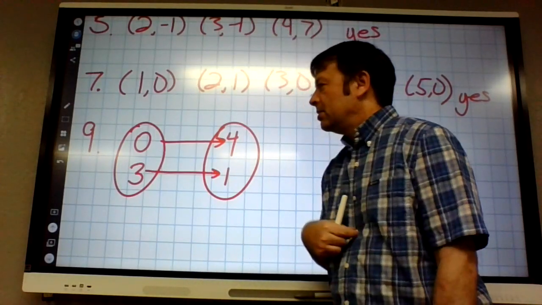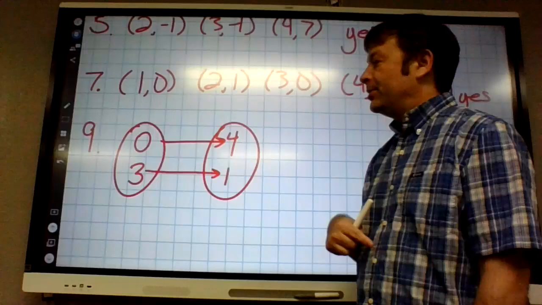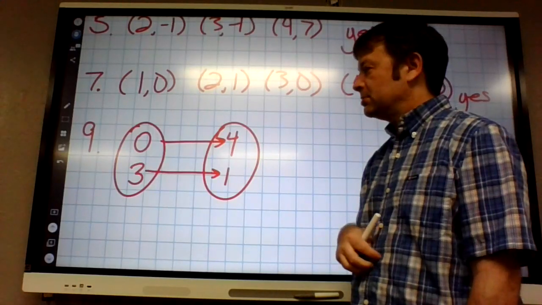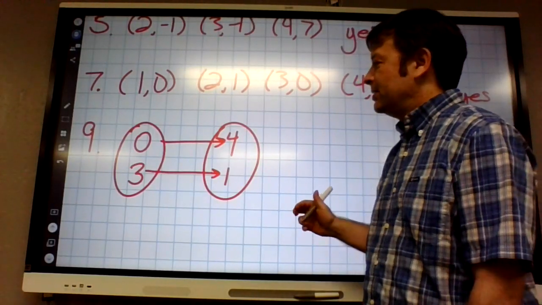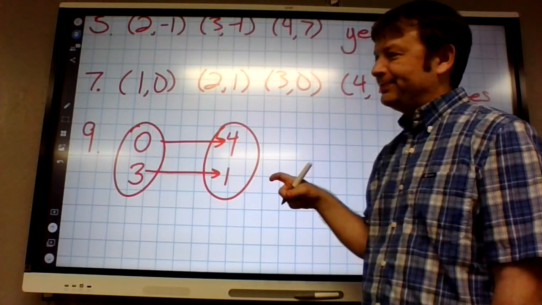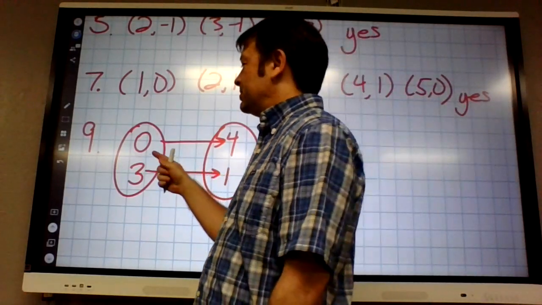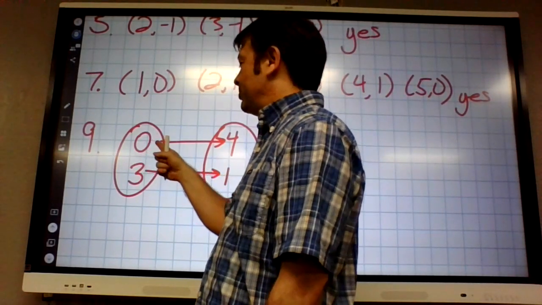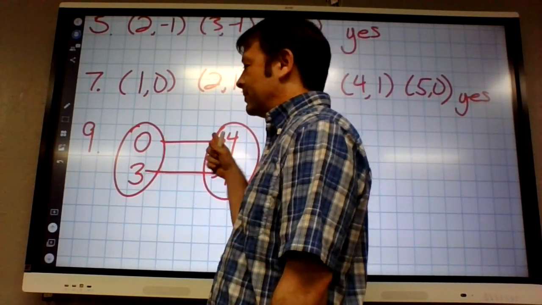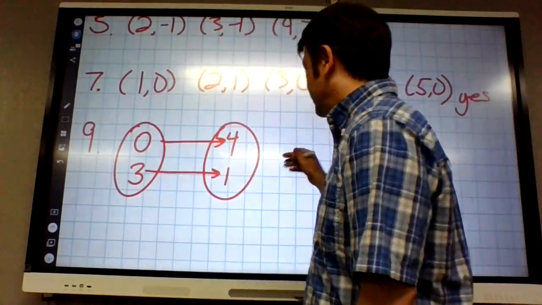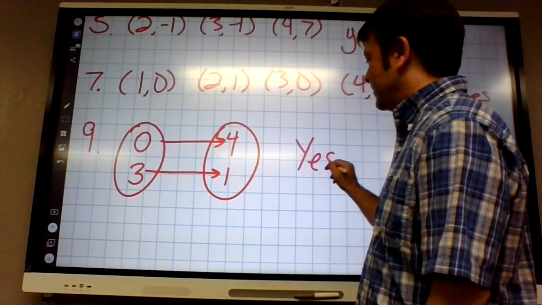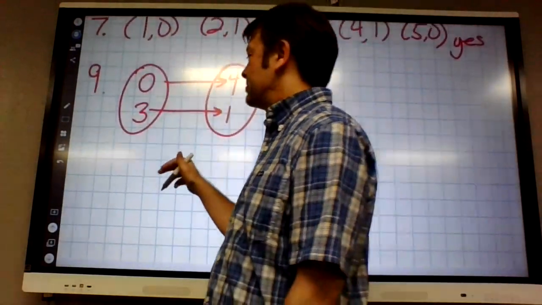Wait, when do you do that? If they had like 3, 1 and 3, 4 listed, then you draw it to both. Okay, is this a function? Yes. So if an x value like 0 went to 2 different numbers, that would not be a function. But this one, so, okay. Yes.